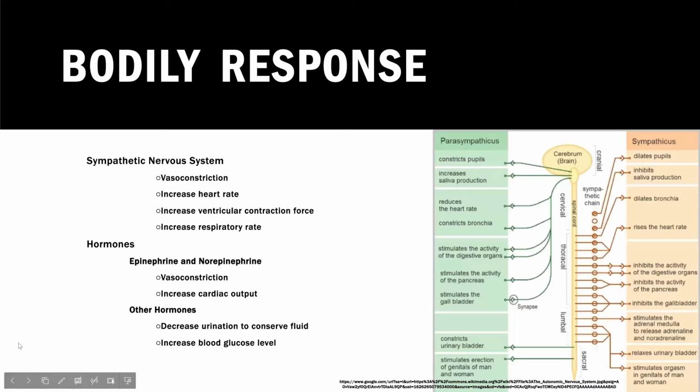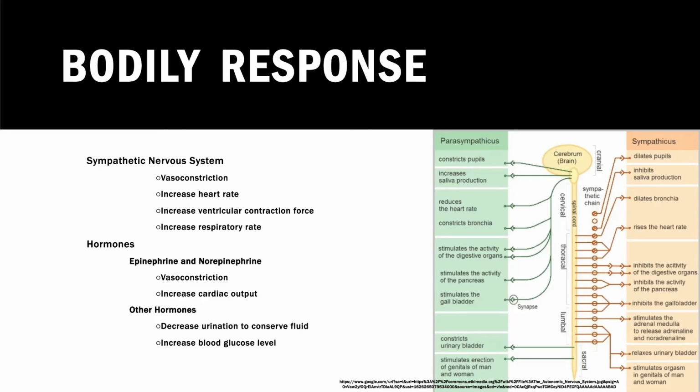There are two pathways of compensating for shock that the body responds with. The first is direct nerve stimulation, which involves the sympathetic nervous system stimulating the heart and blood vessels. Some of the response mechanisms include vasoconstriction, increasing our heart rate, increasing our ventricular contraction force, increasing our respiratory rate, and stimulating the adrenal medulla of our adrenal gland, releasing epinephrine and norepinephrine hormones, which leads us to our second pathway of compensating for shock, involving our hormones.